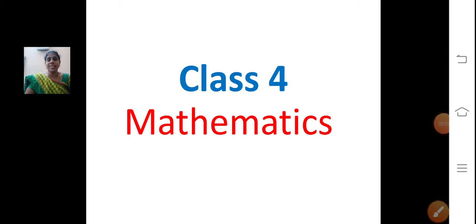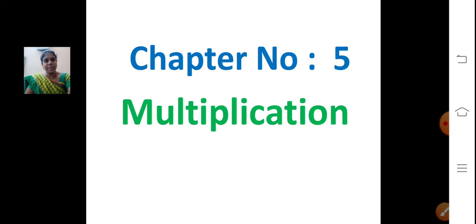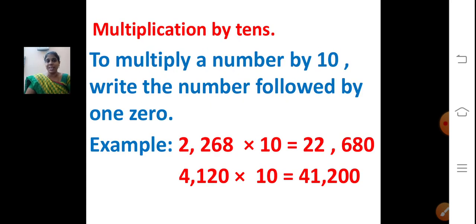So last class we saw in chapter number 5 multiplication, properties of multiplication, isn't it? So you all know the properties of multiplication. Today in our maths class, we are going to see multiplication by zeros. Multiplication by zeros. First we'll see multiplication by tens.